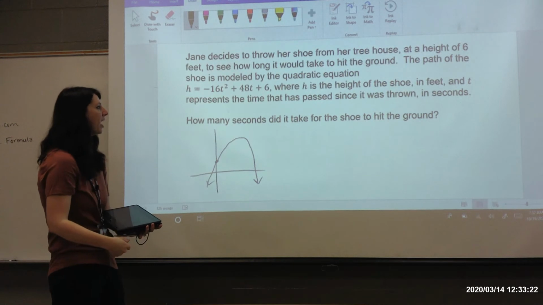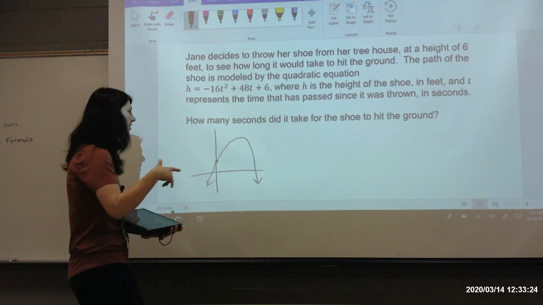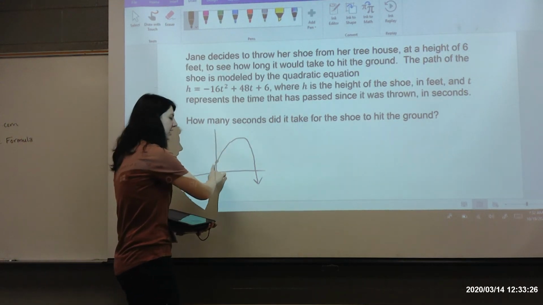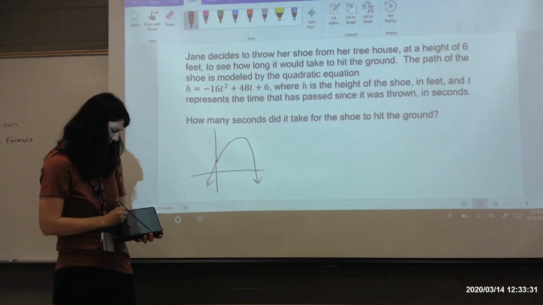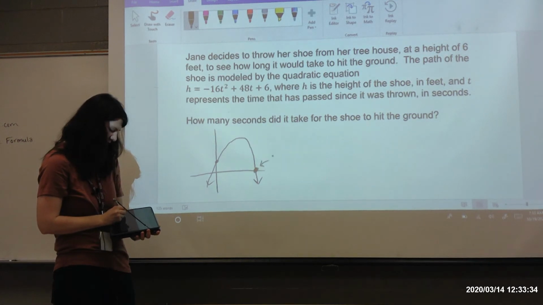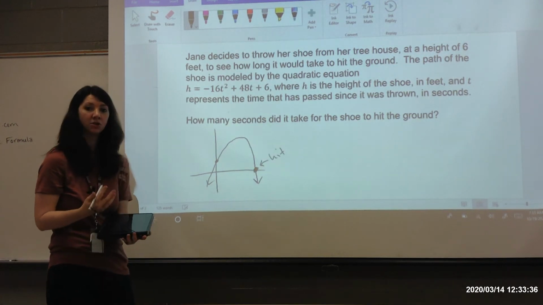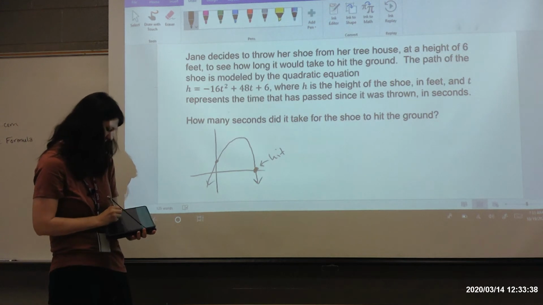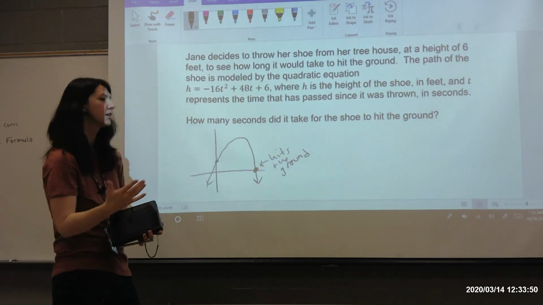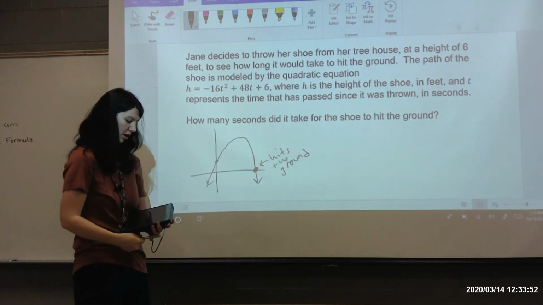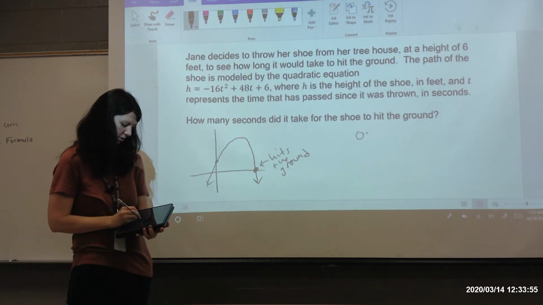So when on this graph is it hitting the ground? Well, it's hitting the ground when my height is 0. And that would be my x-intercept here. Well, when I'm solving for x-intercepts, that means that I'm solving my quadratic equation. So it hits the ground. We want to know at what time is that. Time is t, that's representing our x here, so we're solving for x when h is 0. So let's plug in 0 for h.